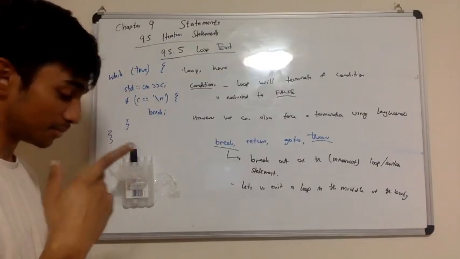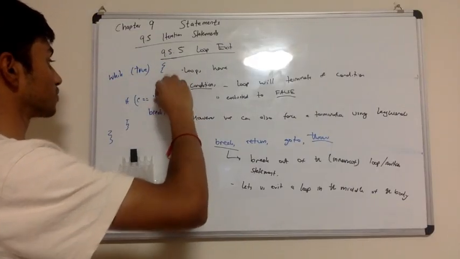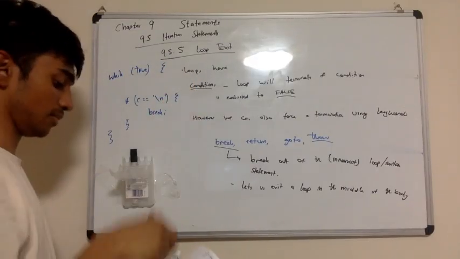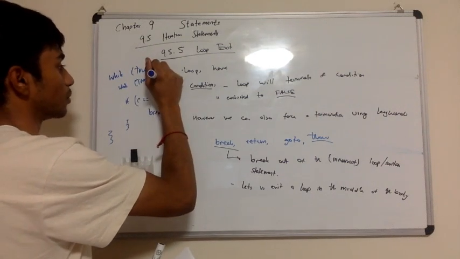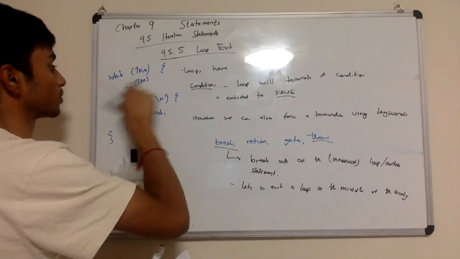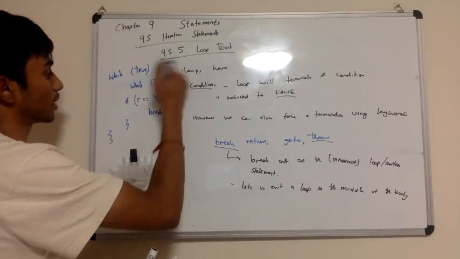Now, it's important to remember this innermost thing, because imagine if I have while true, and then for some reason I had another while true or something. I don't know why I would do this, but just to get my point across. How do I do this? While true brackets.